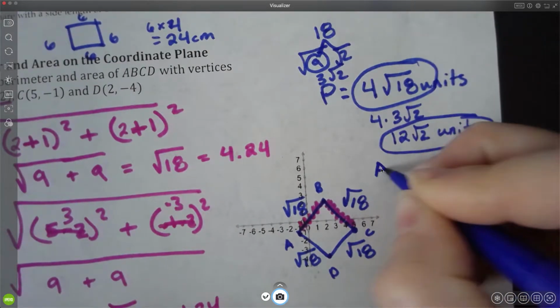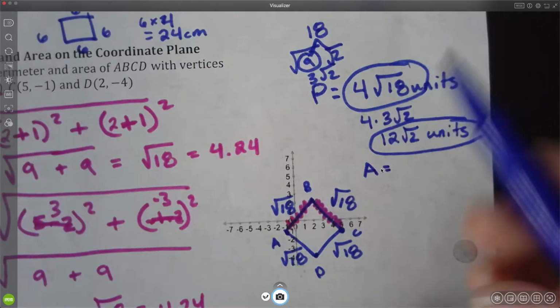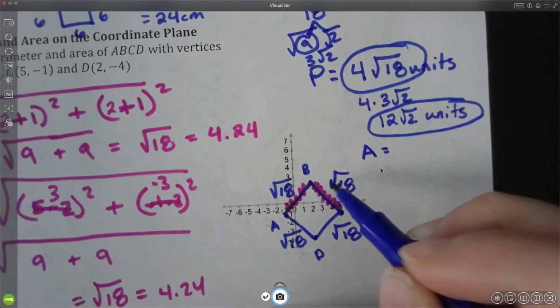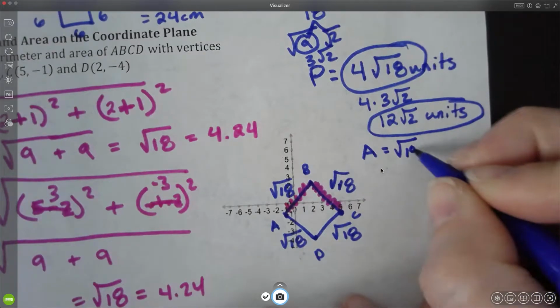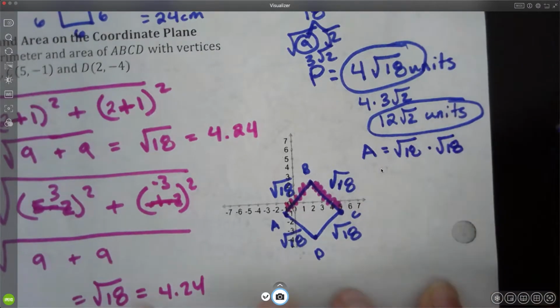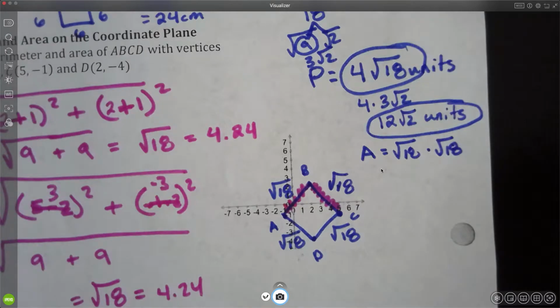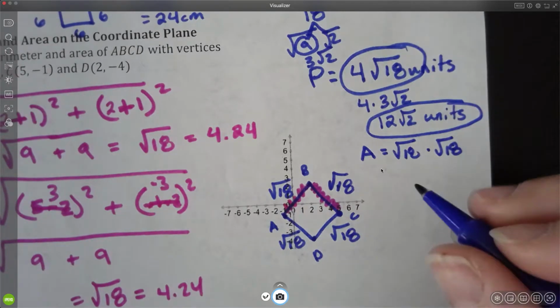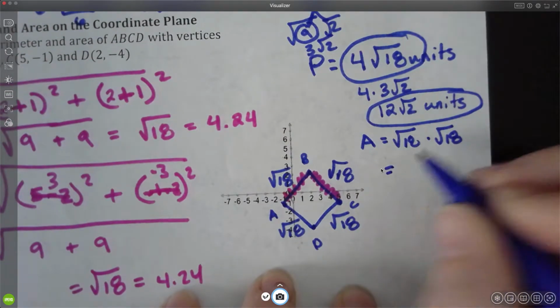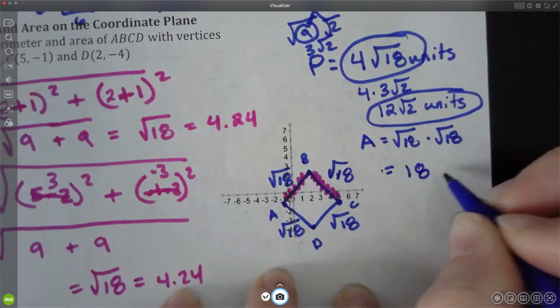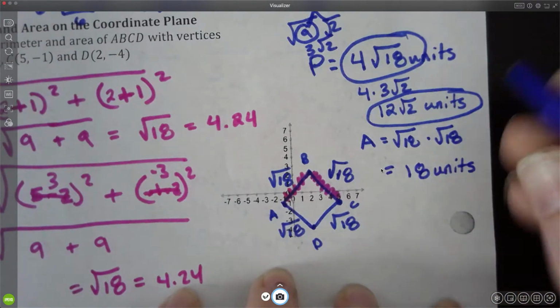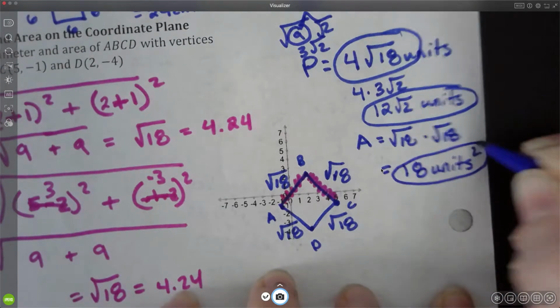Then for my area, I'm taking base times height. So the square root of 18 times the square root of 18. Now, I don't even really have to multiply 18 by 18, because if I have the square root of something times itself, that square root just goes away and it's just 18. So this area is 18 units squared.